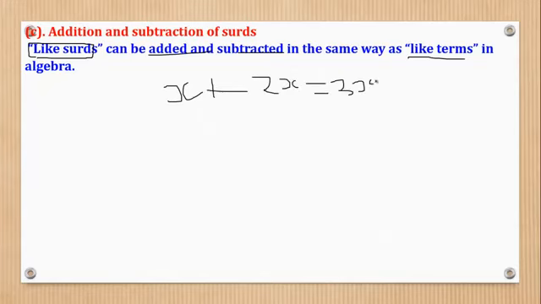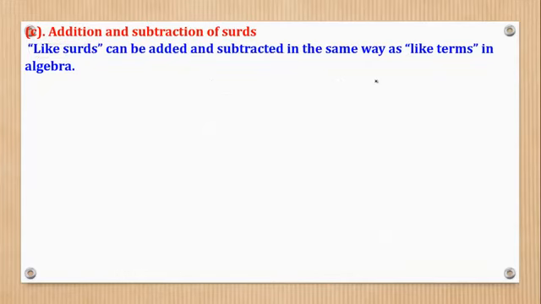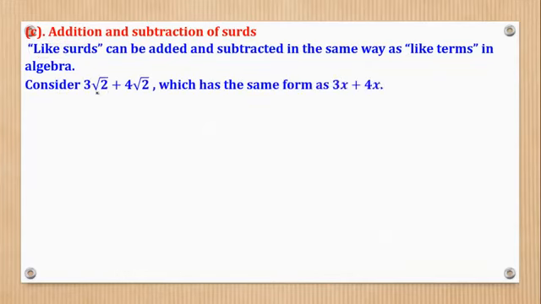So then here, like surds can be added or subtracted in the same way. For example, what do they mean by like surds? Remember this is a surd, this is a surd. So they are all the same. That's why we call them like surds. They can be dealt with the same way we deal with 3x plus 7 plus 4x.